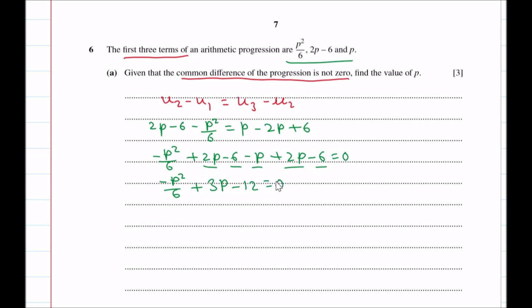Denominator is involved here, so what we'll be doing, and the first term is negative. So to make it positive, we can multiply the equation by minus 6 on both sides. Okay, let's multiply. If we multiply minus p square by 6 into minus 6, minus minus is positive, so we get p square. Then 3p into minus 6, so minus 18.